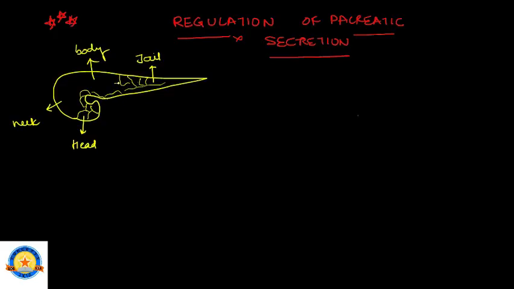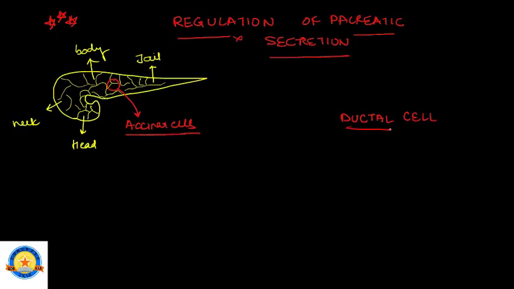So head, neck, body, and tail. Now the pancreatic ductal system is like, okay, we will discuss that. If I take a small slice from here and look at the microscopy, what I see is a lot of acinar cells, and along with that I will see a lot of ducts. So there is a ductal cell. There are two kinds of cell, acinar cells and ductal cells.